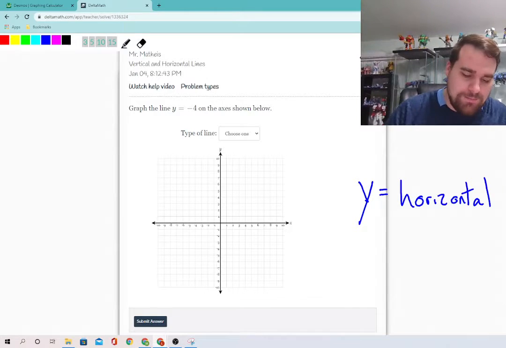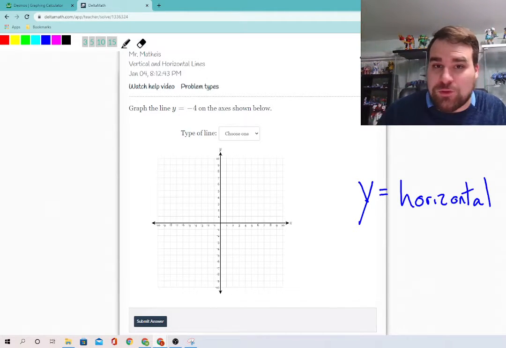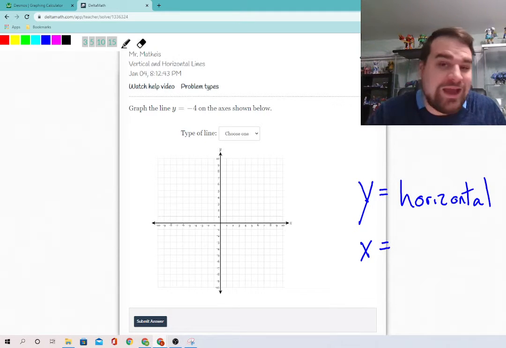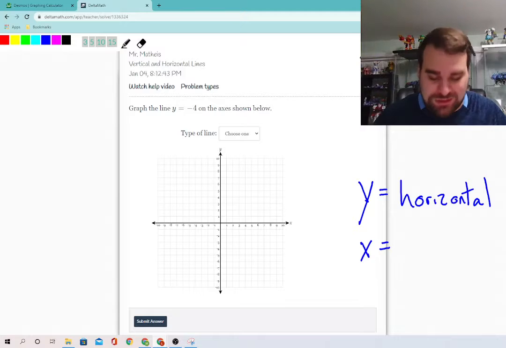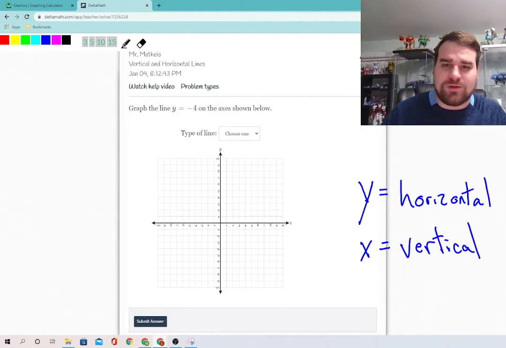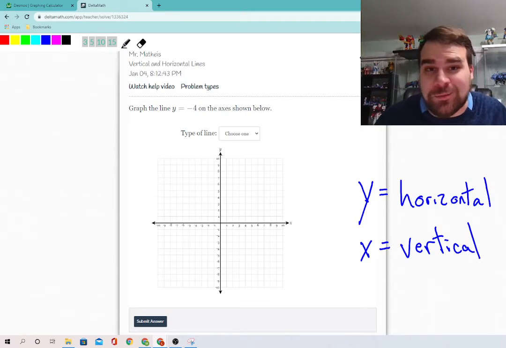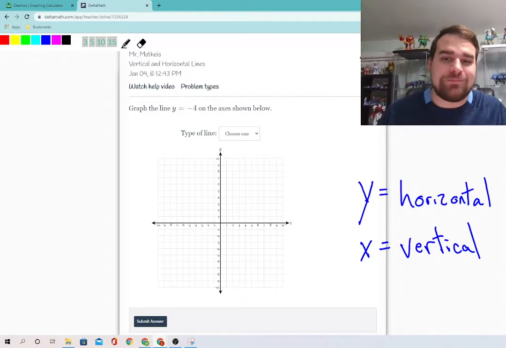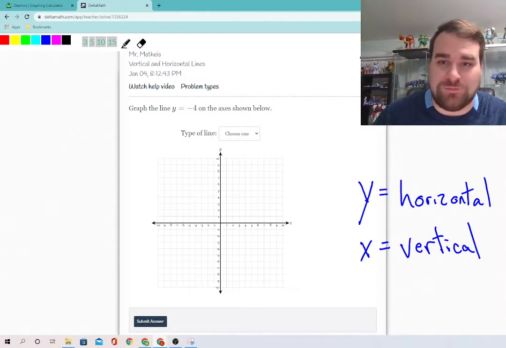But the other type of equation that could be written here is an x equals equation. And x equals equations are always, well, if they're not horizontal, they're vertical. Which again seems like it would create some cognitive dissonance because the x-axis is horizontal, so we want x equals to be horizontal, but it's not. X equals equations are vertical.